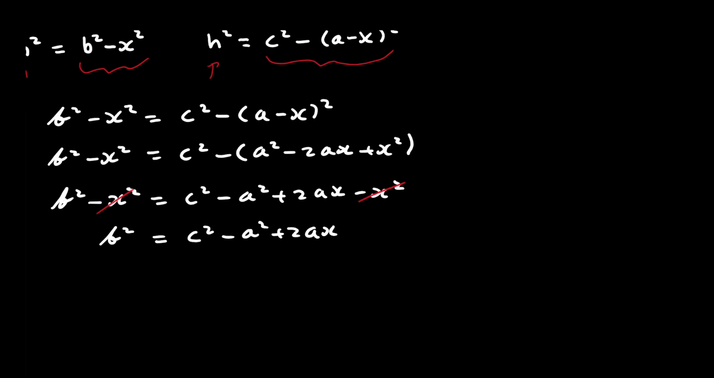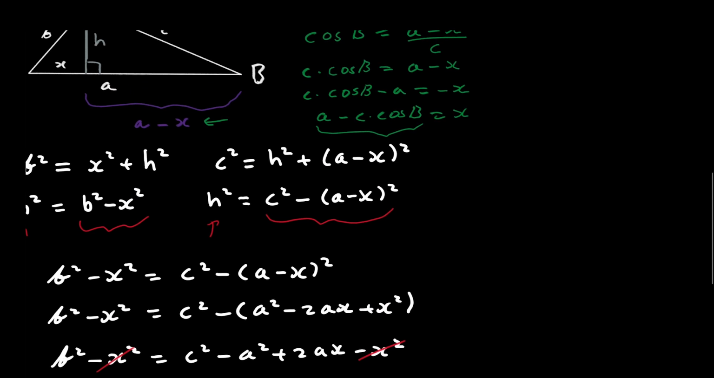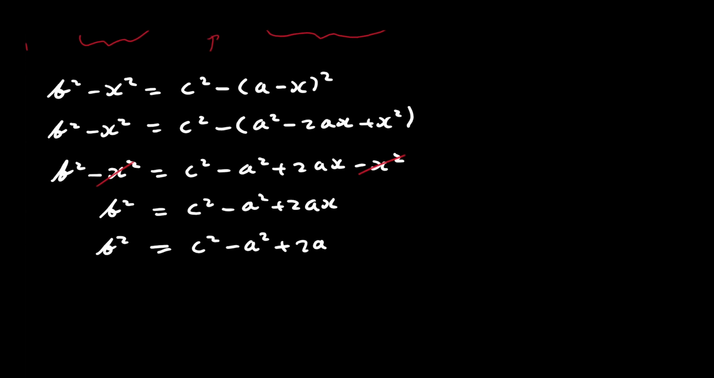I have a short memory. Let's see if I remember it. So making that substitution gives b squared equals c squared minus a squared. Oh, don't make me scroll up. Plus 2a. Yep, I'm going back up. What was it? A minus c times the cosine of b. So that's what we're substituting in for x.